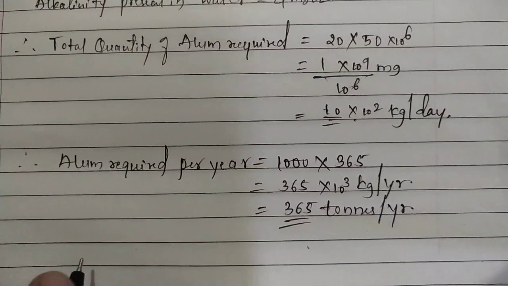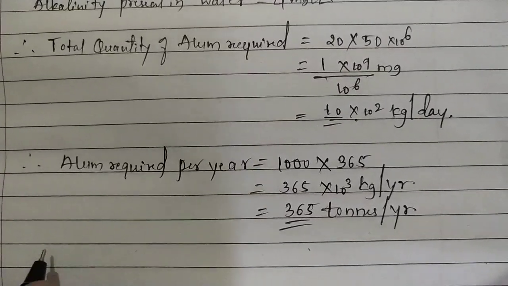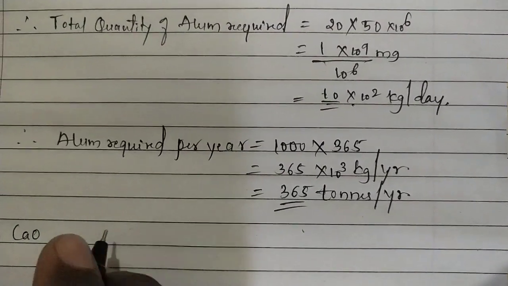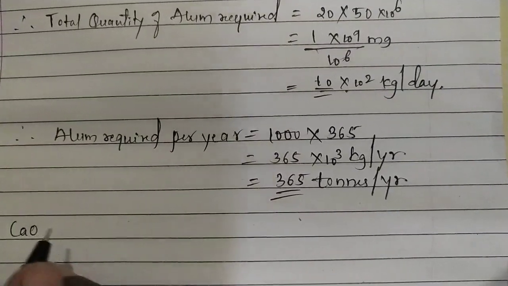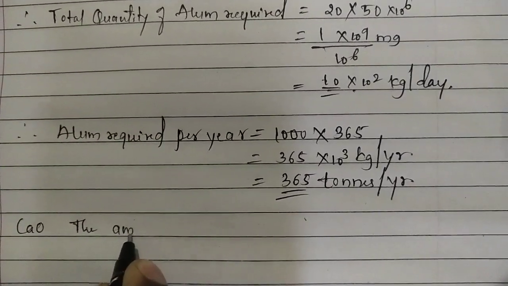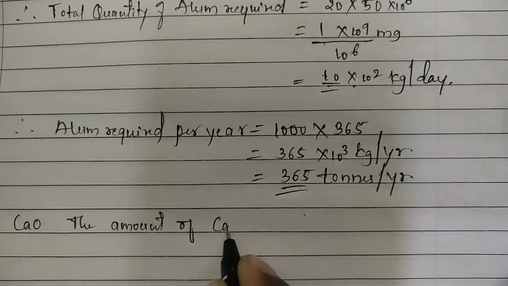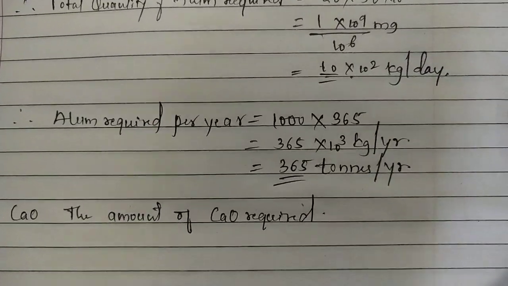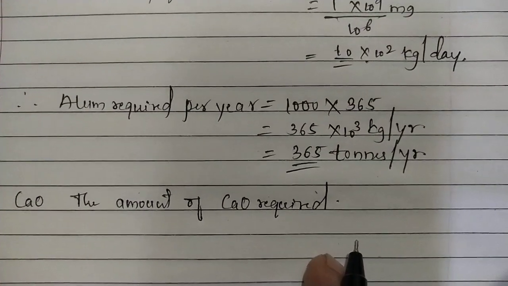Okay, so the next part is the quicklime required. Quicklime means CaO required for the year. For that reason, to find out the amount of quicklime required, the amount of CaO required, you have to refer to the equation.